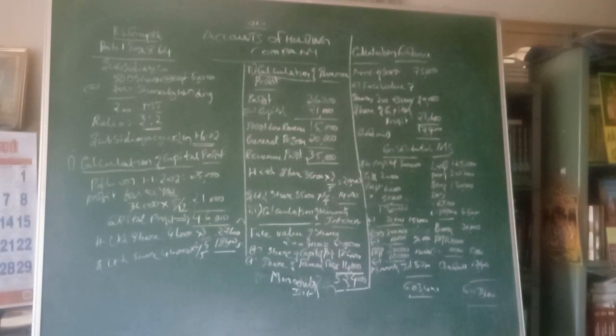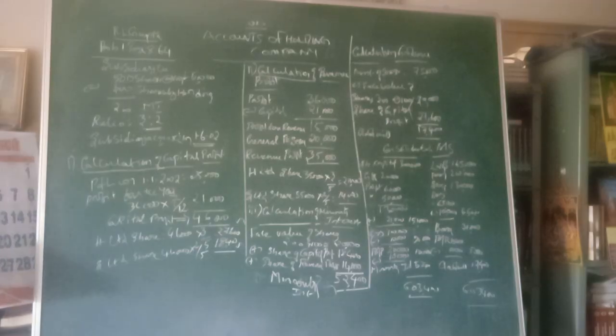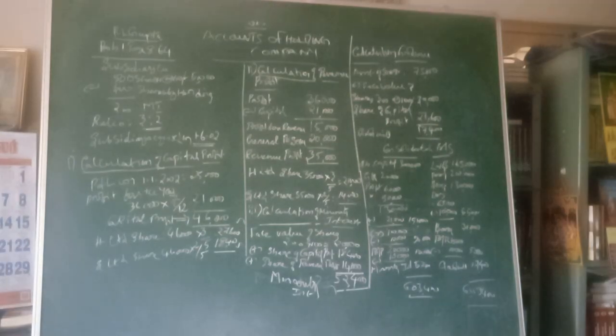How to take that 7? Very clearly it is mentioned that the company was acquired by the holding company on 1/6/2002, so up to that period we have to take. So 36,000 into 7 by 12 is 21,000, plus 25,000. That is the capital profit. That amount of capital profit is apportioned between H Limited and S Limited in the ratio we already ascertained, 3:2.